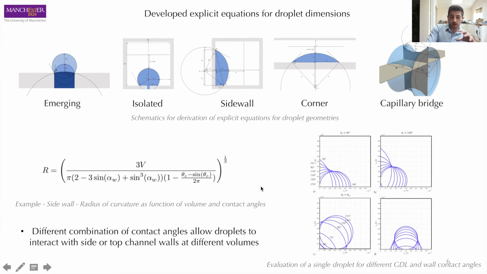And this meant that I was able to develop explicit equations for the radius of curvature of each of these shapes as a function of volume and the contact angles of the various walls. And we can test these equations as shown on the bottom right here, where I've changed the different wall contact angles for the same droplet volume, and you can see how the droplet shifts up or down the wall depending on what contact angles are chosen.